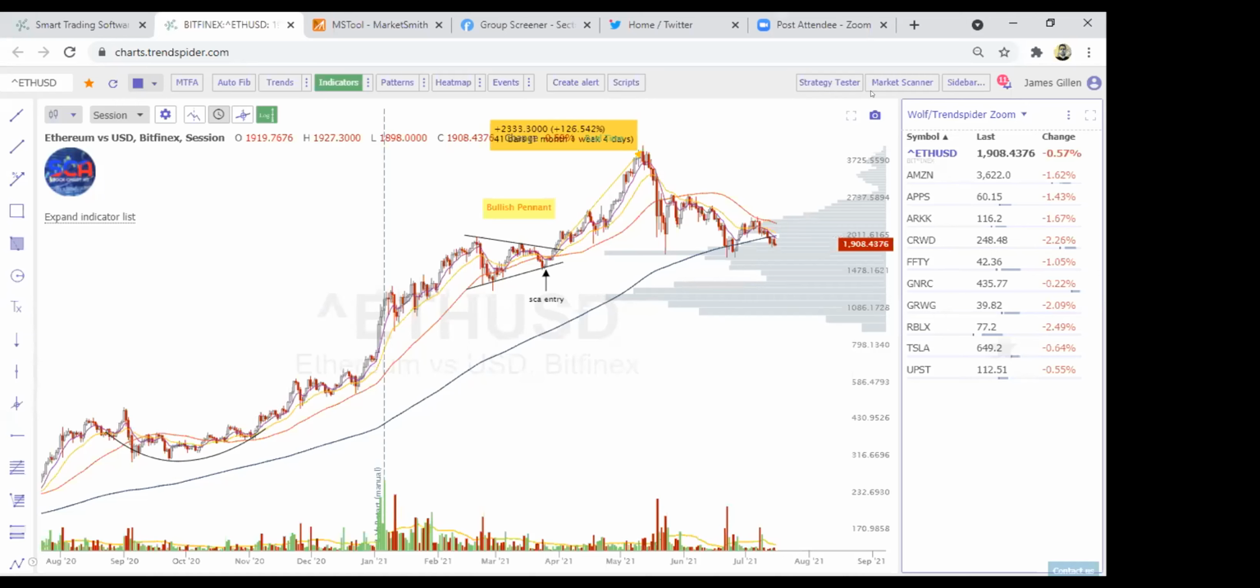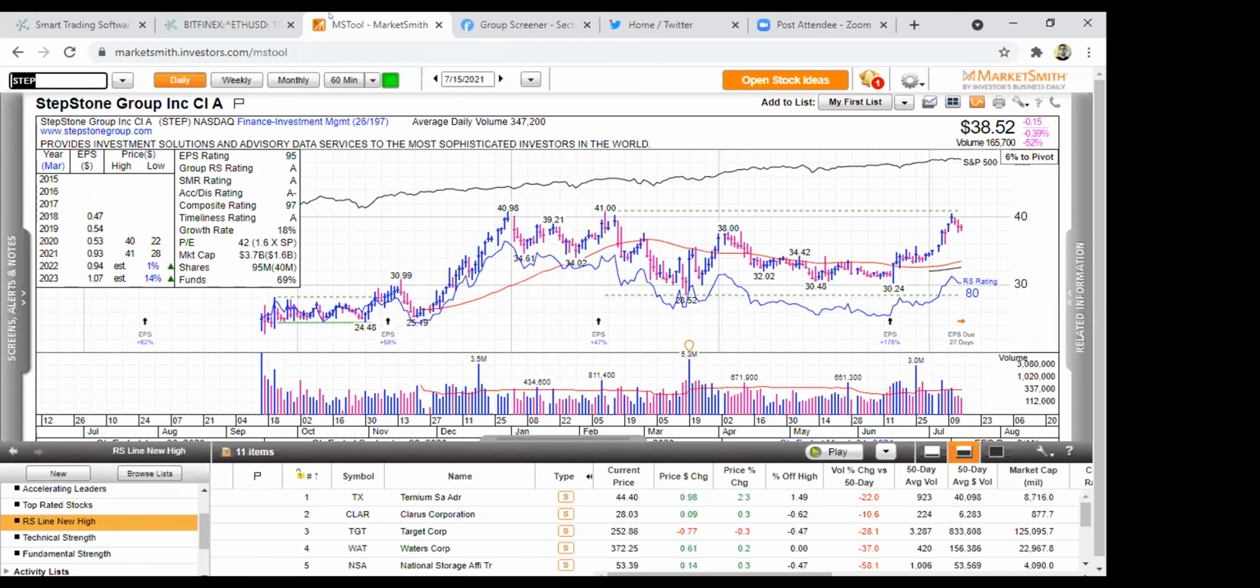But the way that I find the stocks that I'm looking for is through MarketSmith. And what I'm looking for is particular things in the fundamentals, such as the RS rating of the stock, the composite rating, the accumulation distribution rating. I'm looking at the sales and EPS from quarter to quarter, and the sales and EPS year to year. Basically, I'm looking for the strongest stocks from the strongest sectors and the strongest industries at that particular time.